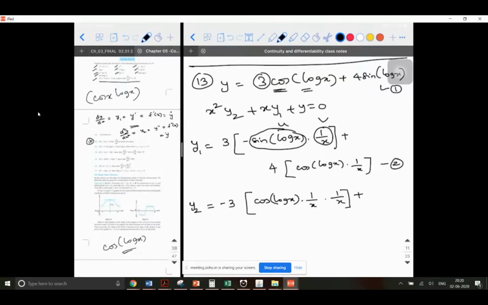Plus minus 4 sine log x by 1 by x. No, don't take the minus now. Sorry. We didn't complete uv. It goes lengthy, so I'll write it again. Wait. So y2 is equal to, I'm taking the minus 3 outside. So the derivative will be cos of log x into 1 by x square, 1 by x square.